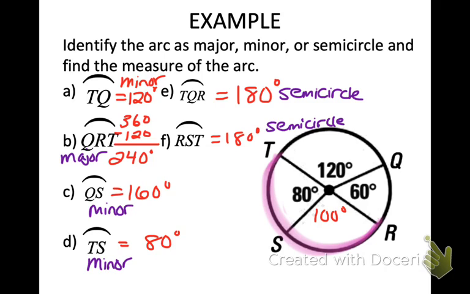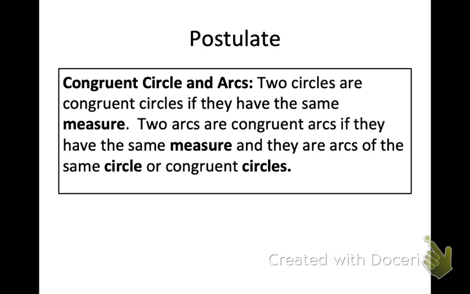How do you know from QS to go to which side? You always go to the shortest length if you're only given two. Oh, yeah. So if I'm going just Q to S, it's quicker to go this route than that route. So if you only have two letters, it needs to be minor. So that means you have to have it be less than 180 degrees. Okay? All right. One more theorem for this chapter, which talks about congruent circles and arcs.